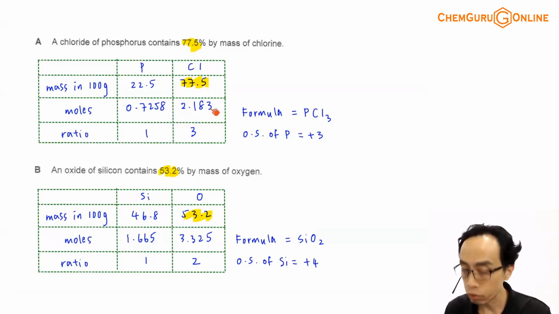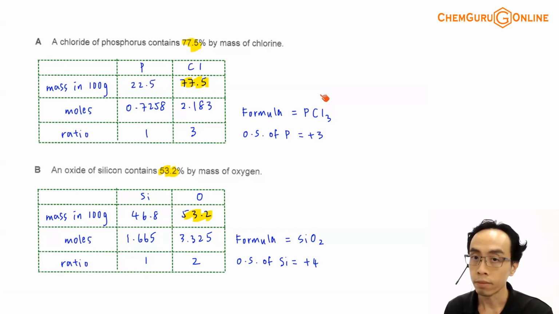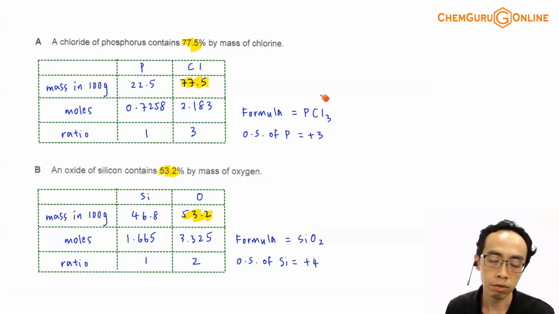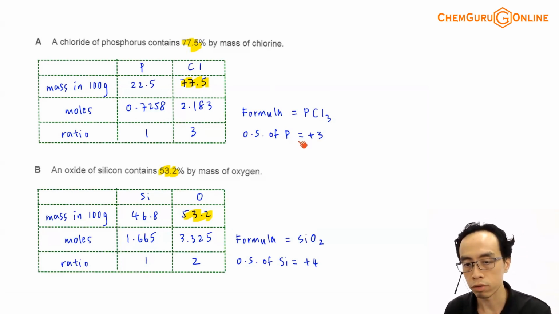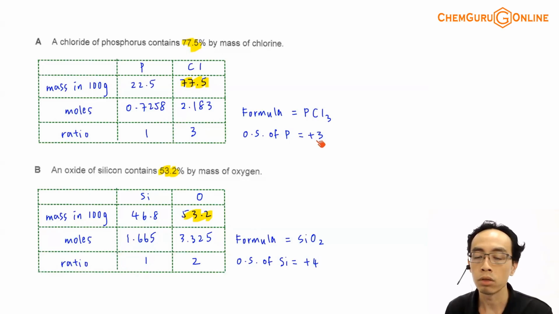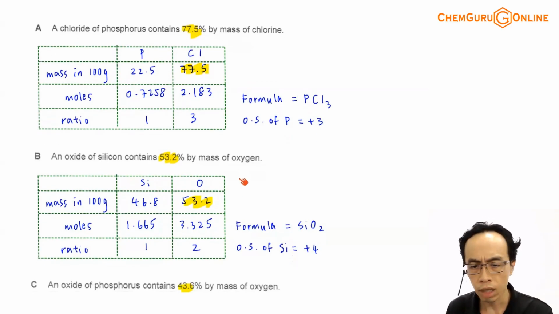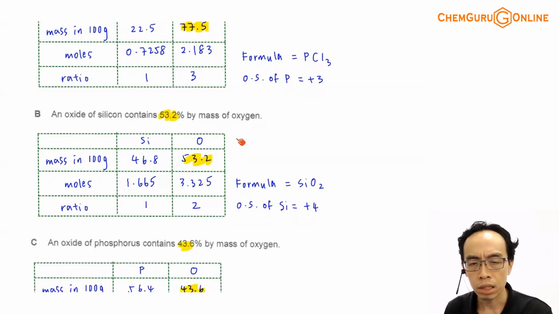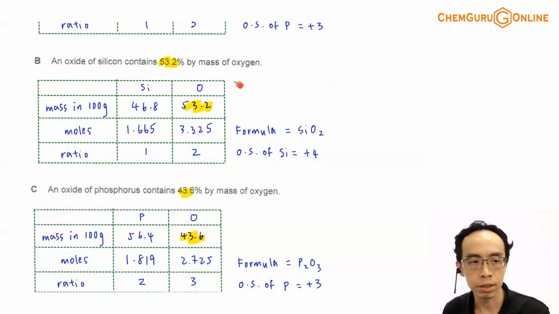Chlorine is 2.183. From there, we find the simplest ratio, 1:3. So 1 phosphorus to 3 chlorine, formula is PCl3. Oxidation state for chlorine should be -1 because it's more electronegative than phosphorus. So oxidation state for phosphorus in this case will be +3. Later, we will compare with the maximum oxidation state. We will discuss this in a while.